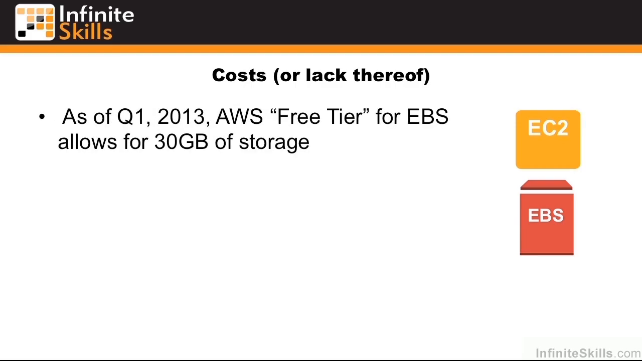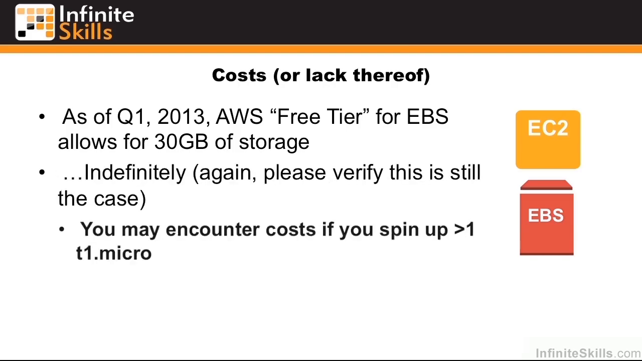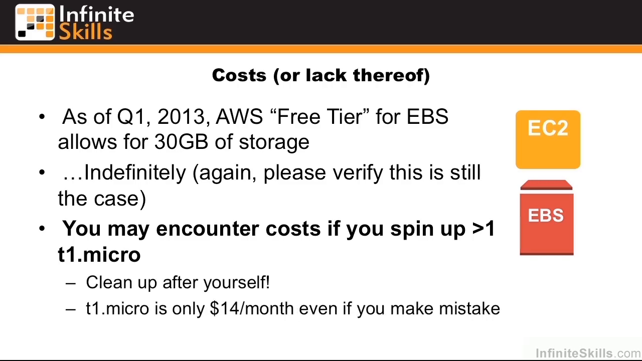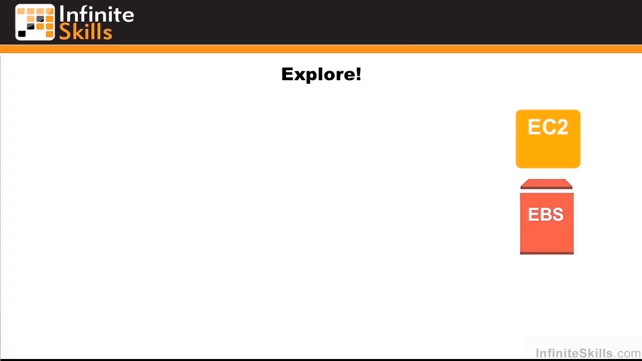As of Q1 2013, the AWS free tier allows for EBS storage of 30 gigs indefinitely. The real reason that we deleted that T1 micro was to save on the EC2 instance running costs. If you decided to leave that second server up, you're probably going to incur costs of about $14 a month. Not really a big deal, but a good idea to delete it anyways.